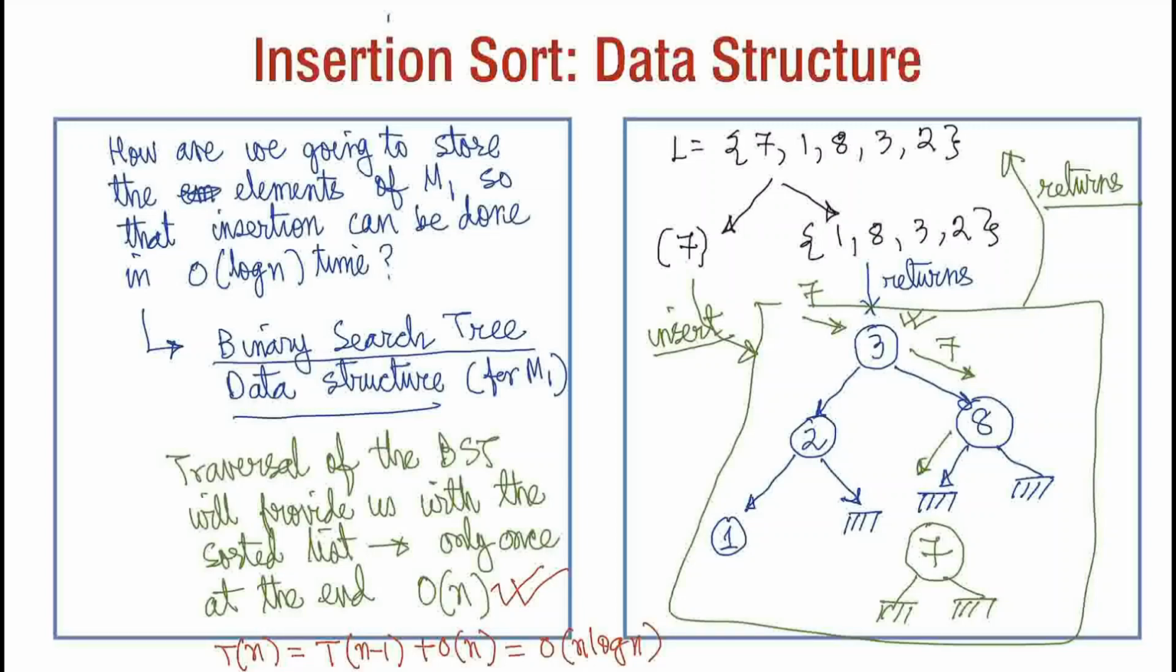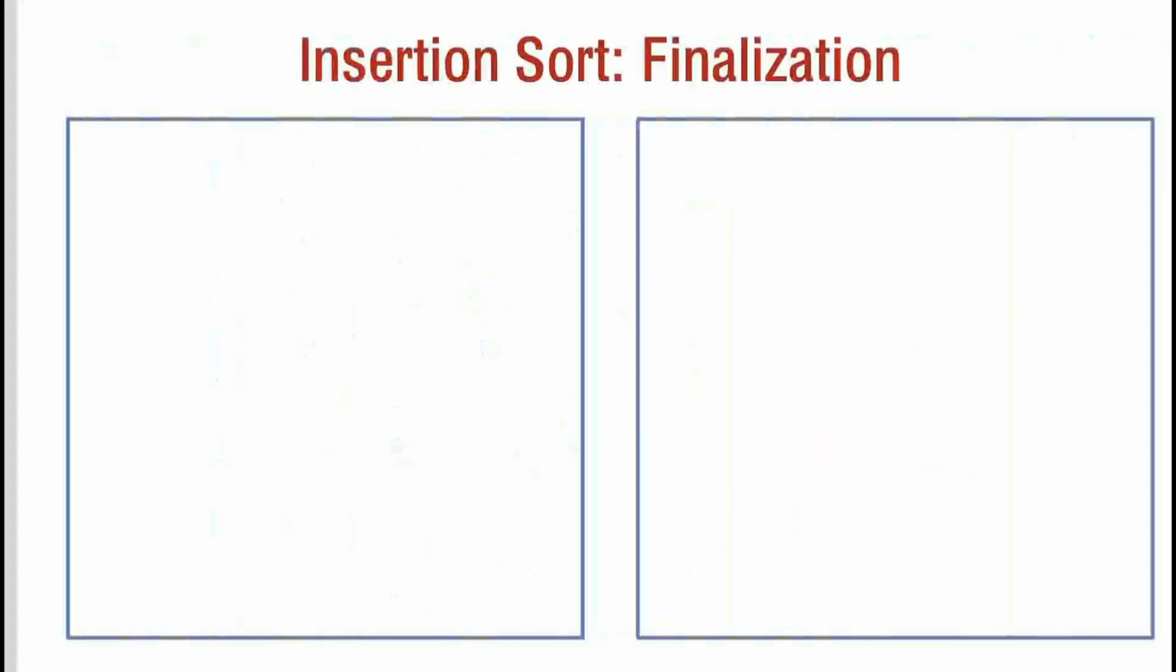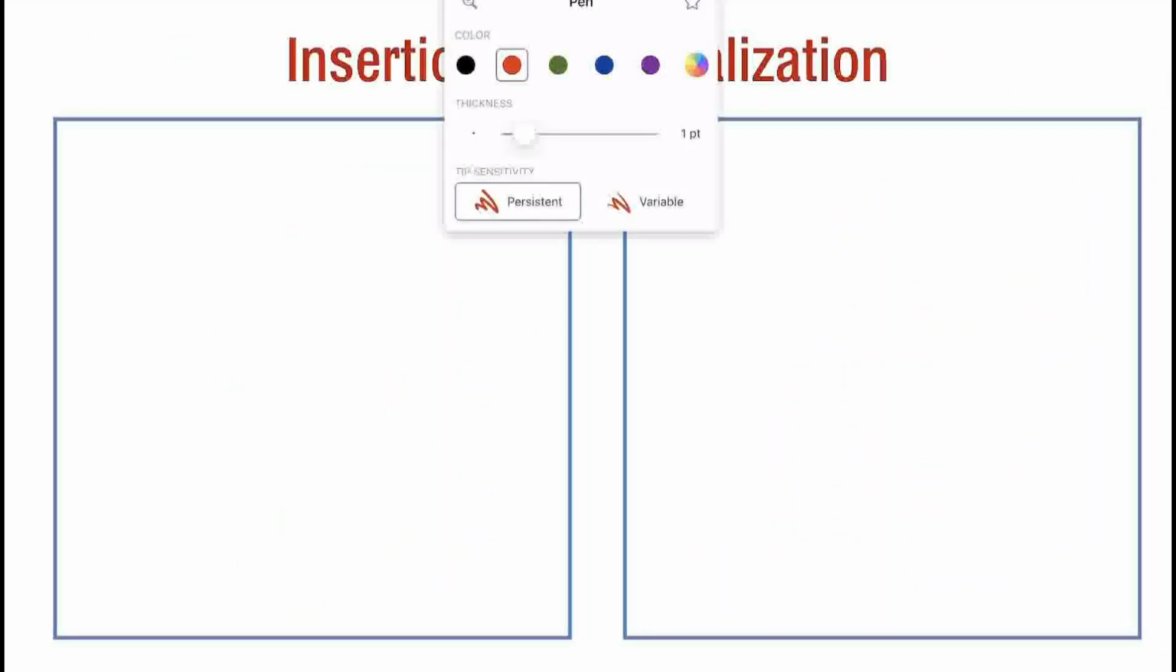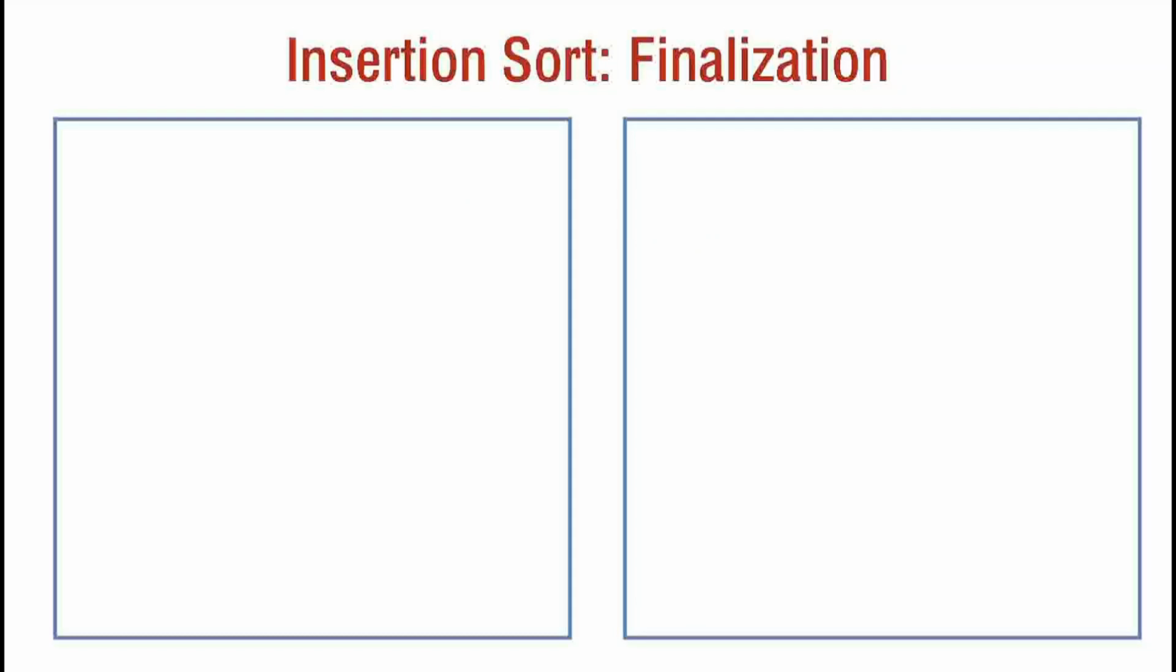So based on this whole thing, our final algorithm for this sorting will then become sort M2 final L. And I leave it to you to determine how. So number 1, we will have to define a binary search tree data structure.